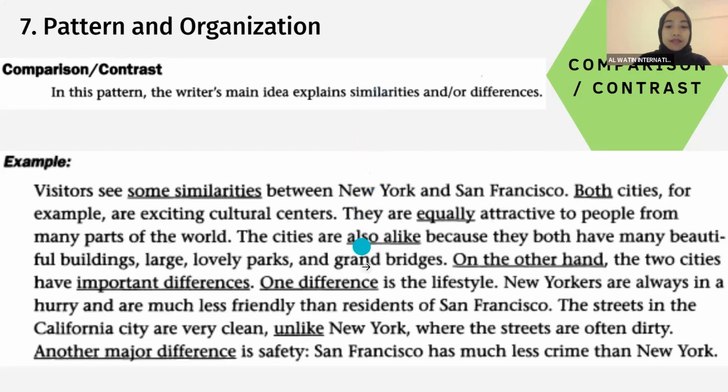Okay. San Francisco has much less crime than New York. So, what is this paragraph about?